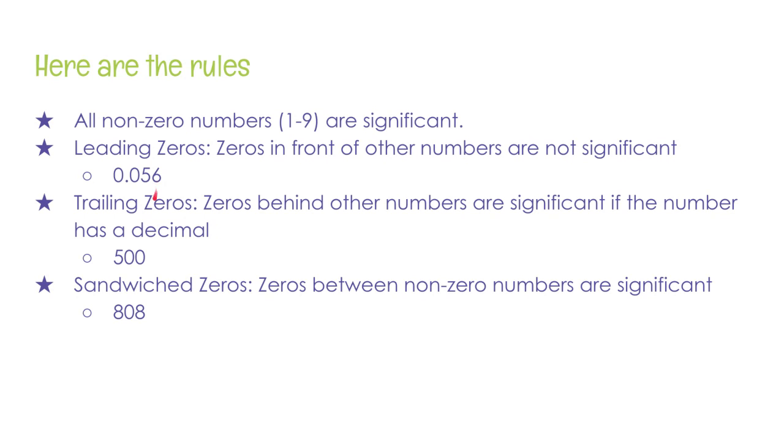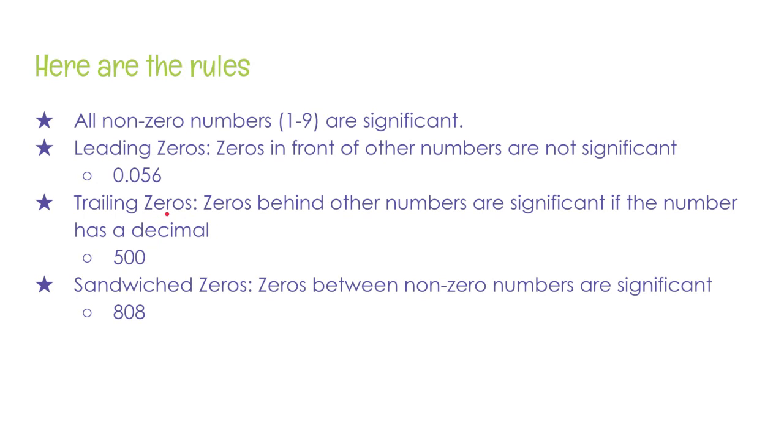Trailing zeros are the ones that come behind other digits. So in this case, these zeros behind the 5 in 500 are just pushing the 5 up into the hundreds place. If I had a decimal behind this 500, this would mean it's exactly 500. And those zeros are telling you I have 0 tens, I have 0 ones, and they actually mean something in that case.